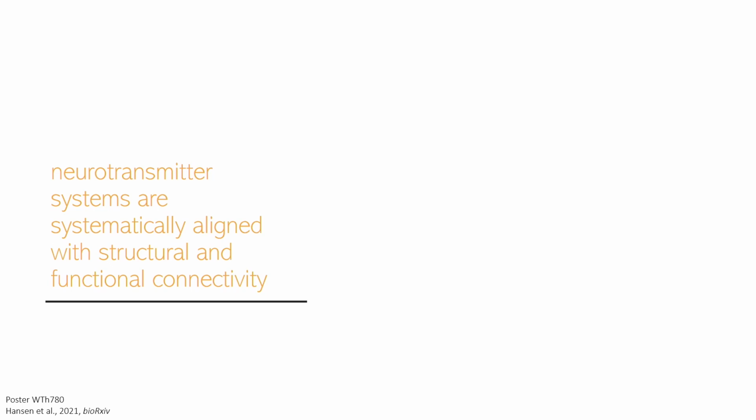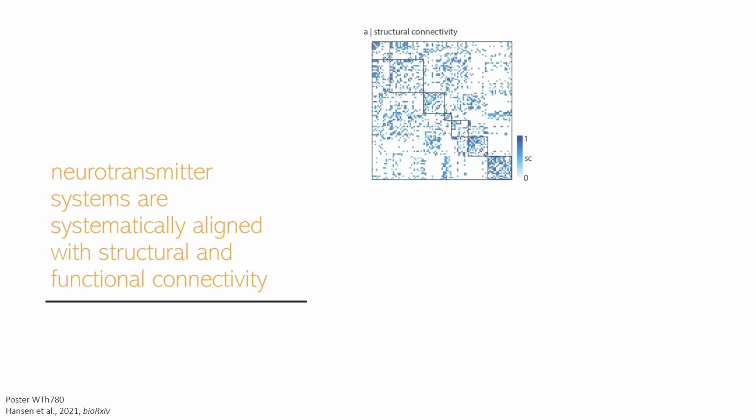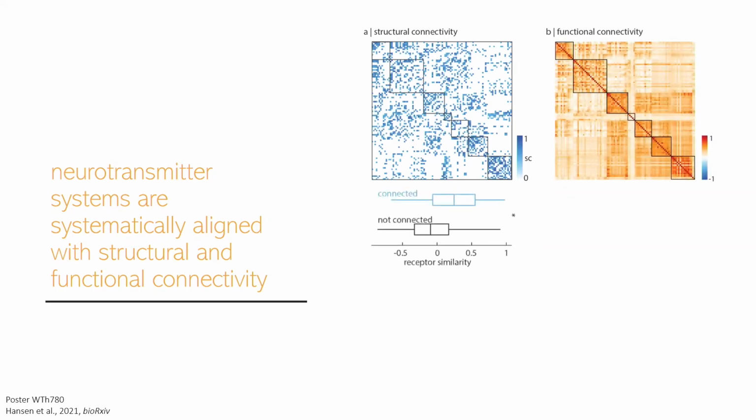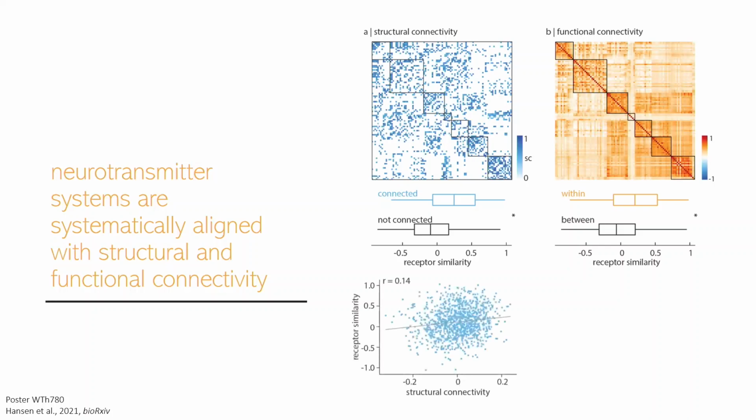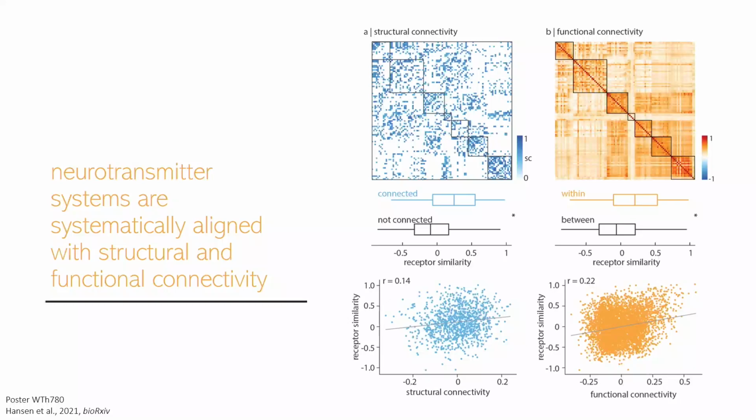Using this receptor similarity matrix, I find that neurotransmitter systems are systematically aligned with structural and functional connectivity. So I'm comparing this to structural connectivity. Did you see it? Yes, okay. Structural connectivity, functional connectivity, and I'm asking questions like, if 2 brain regions are connected, do they have more similar receptor densities? And if 2 brain regions are in the same, sorry, this clicker is not working there. If 2 brain regions are in the same functional network, do they have more similar receptor profiles? I also find that the receptor similarity is correlated with structural connectivity and with functional connectivity after regressing distance out of these. So this is above and beyond this common phenomenon that we find in the brain, that brain regions that are close together tend to have similar profiles.